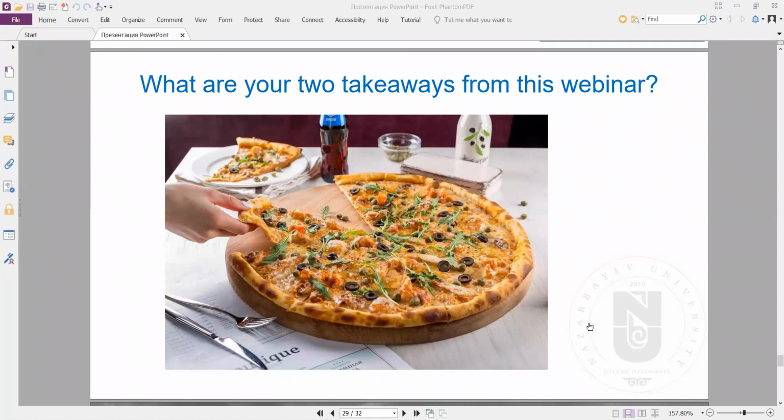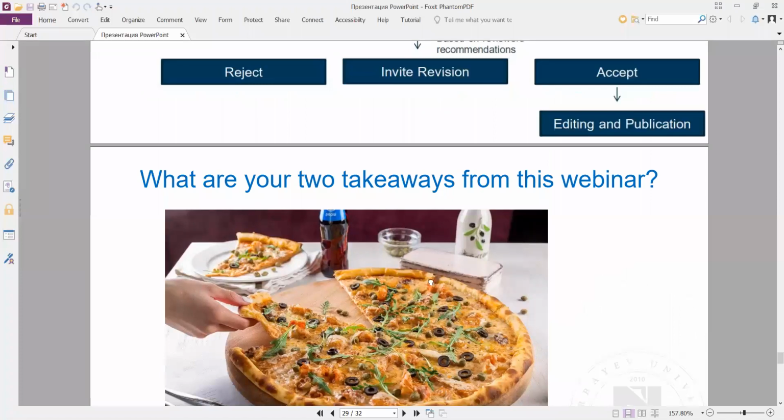Right. Anything else that will be useful for you? Useful resources and review process. Wow, great. Okay. How to write a paper and where I can find ideas for articles. Okay. Структура, результаты. Great.